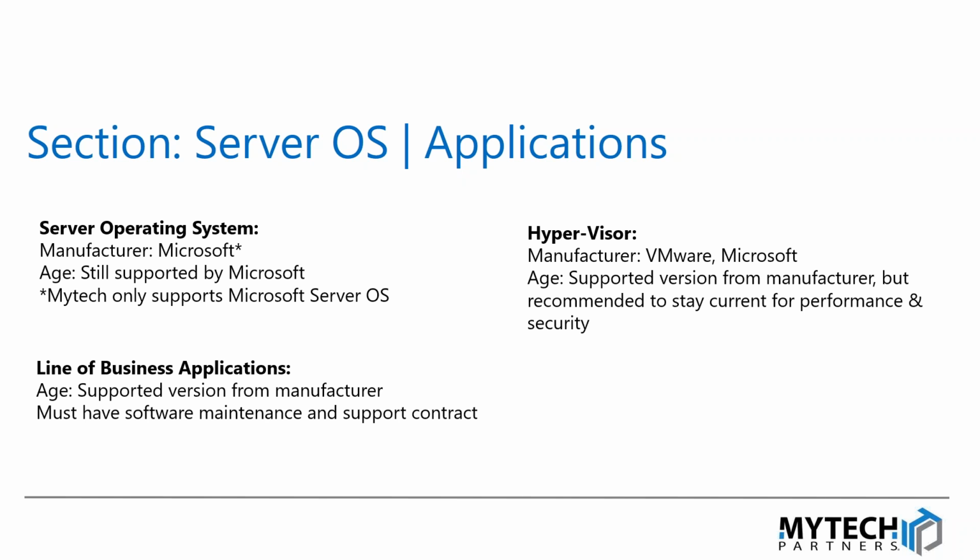And finally, around the line of business applications, same as far as the supported version from a manufacturer, but if you don't have a support and maintenance agreement with that provider, as far as keeping your software up to date and current and moving forward, and you don't have the ability to call them if there's a problem with the application, you're running the risk of actually having a problem that causes a major downtime with your organization, because they're not going to help you unless you have that agreement. So that's one of the things that we strongly recommend.